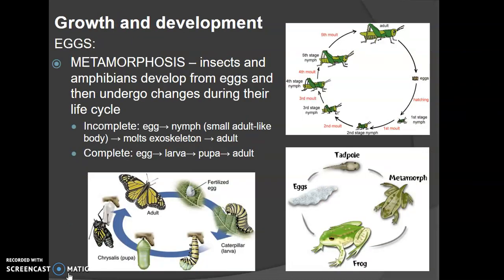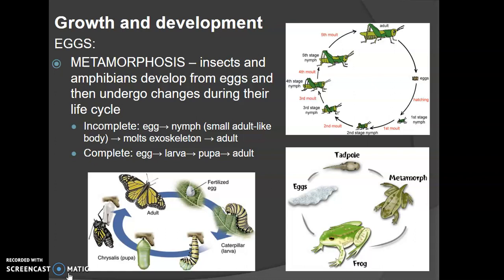Go back up now to growth and development. Some animals are able to use eggs as they begin to grow and develop, and these eggs are changed and developed over time into the adult. So this process is called metamorphosis. Insects and amphibians start with eggs, and then they undergo changes during their life. And depending on the type of organism, the metamorphosis can be incomplete or complete.